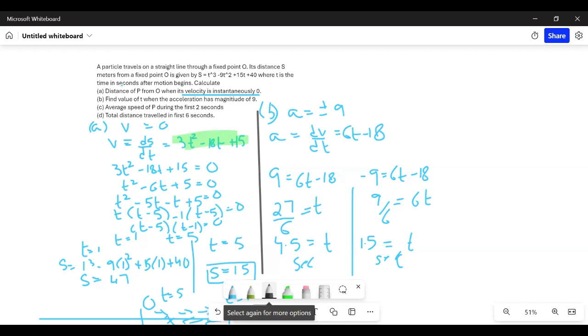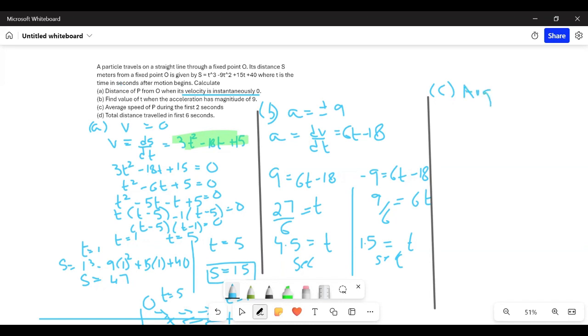Part C. The average speed of P during the first 2 seconds. So we need the total distance over total time.